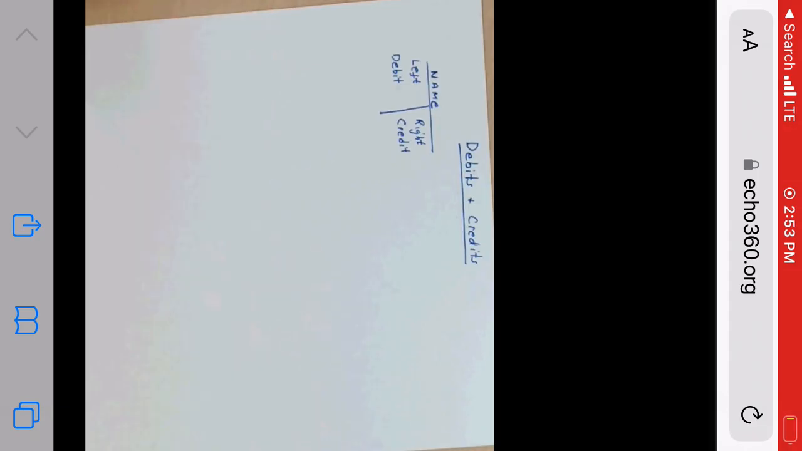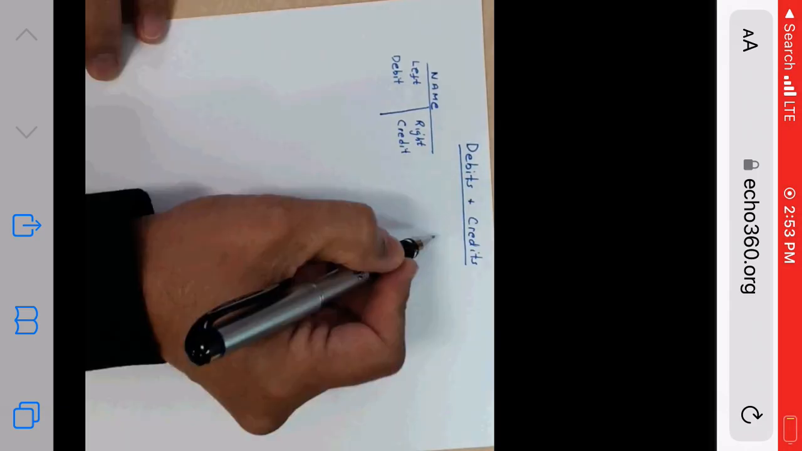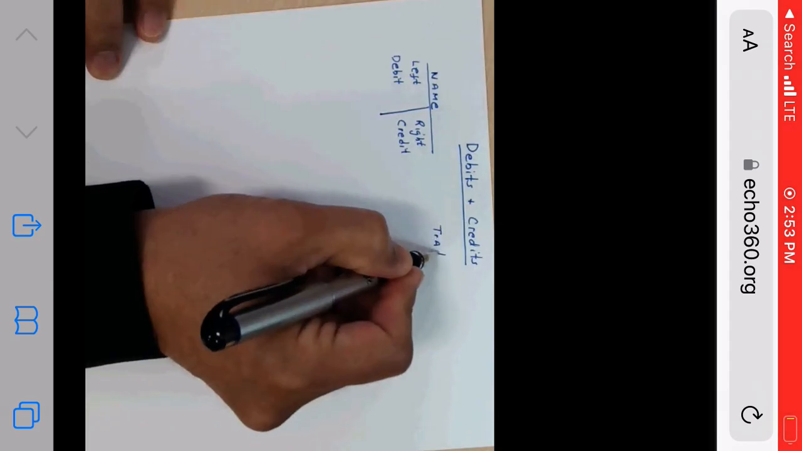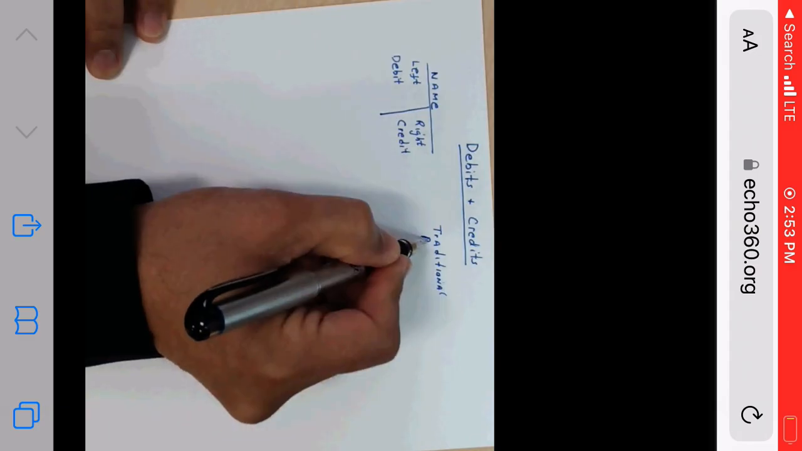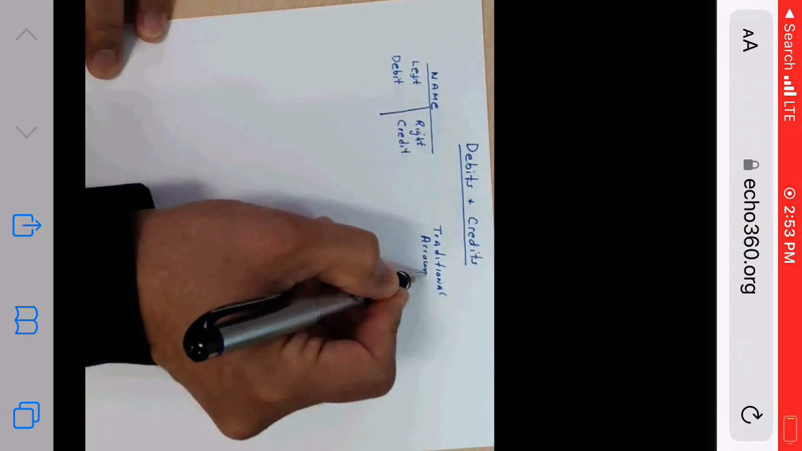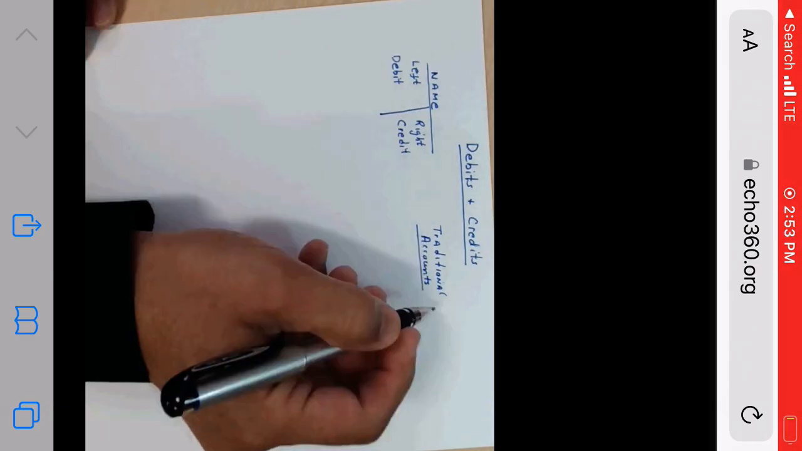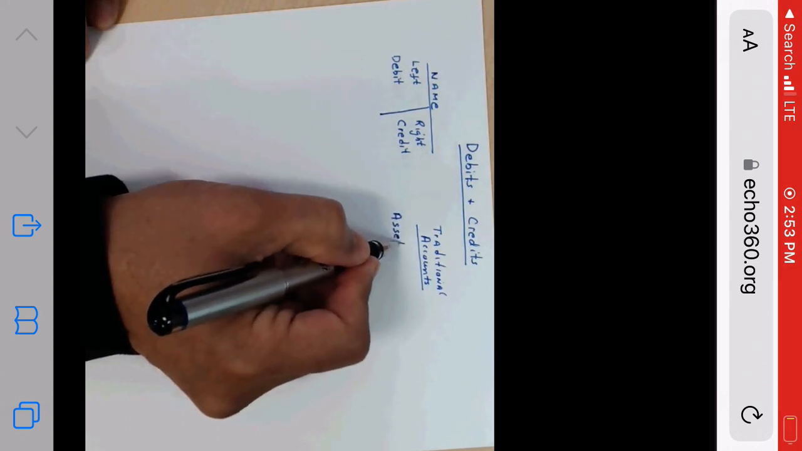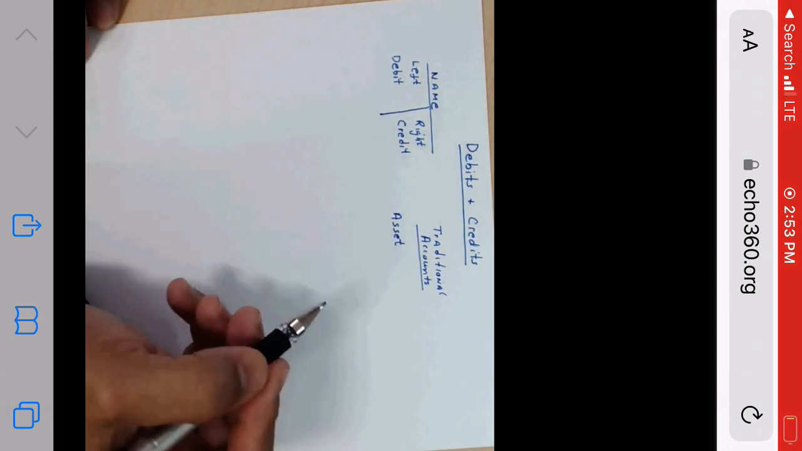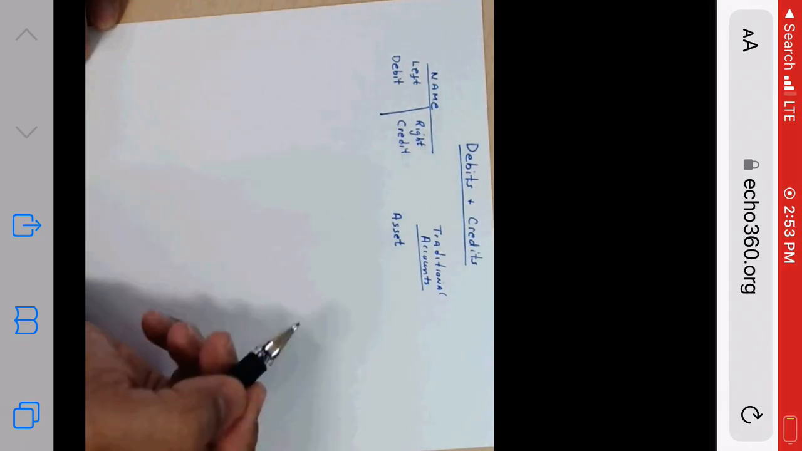In order to properly determine which side you're going to put your money values on, you have to first learn that there are different types of accounts. Now, there are traditional types of accounts, and there are basically 5 of them. The first type is asset accounts. Asset accounts such as cash, accounts receivable, supplies, equipment, etc.